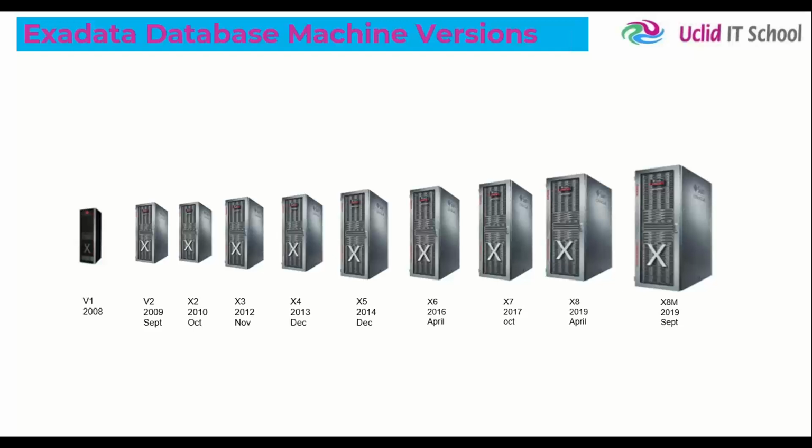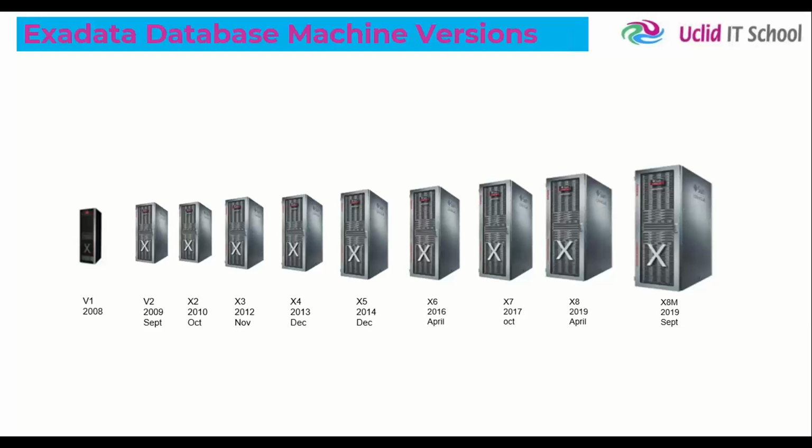As I told you, when somebody says I have Exadata X7 or I have Exadata X6 or our project has Exadata X5, what do they mean? Their hardware version, because Exadata includes hardware and software. So this V1, V2, X2, X3, X4, X5, these are all referring to hardware versions.